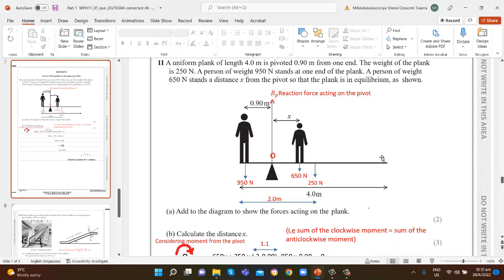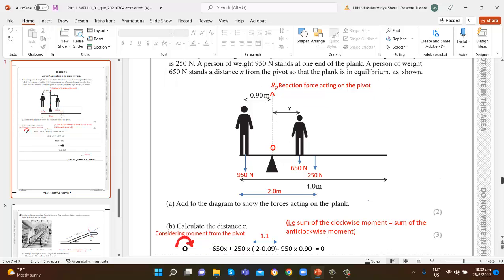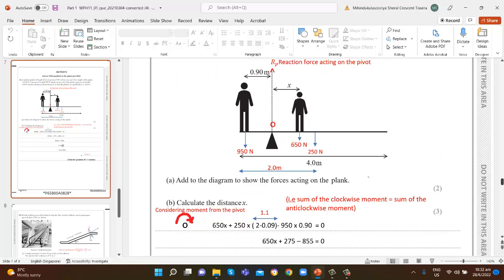So this is what you should know. Okay, so now see, it is very easy to mark now. I have marked 950 and 250 and 650, everything there, and the length they have given is 4. I have marked 2. Add to the diagram to show the forces acting on the plank. Okay, now calculate the distance.